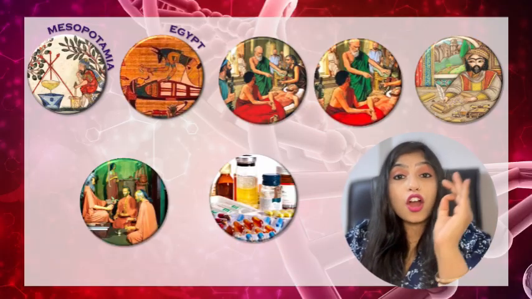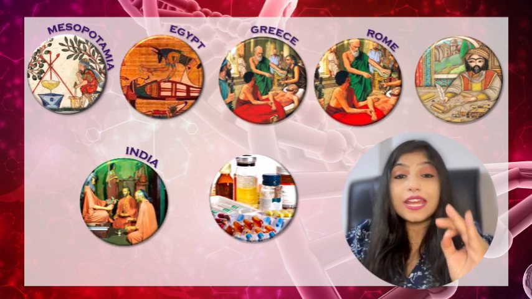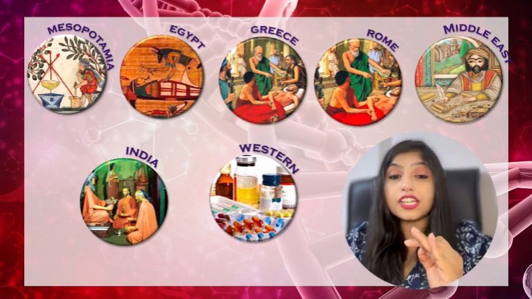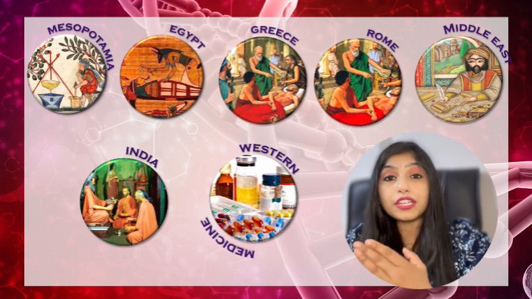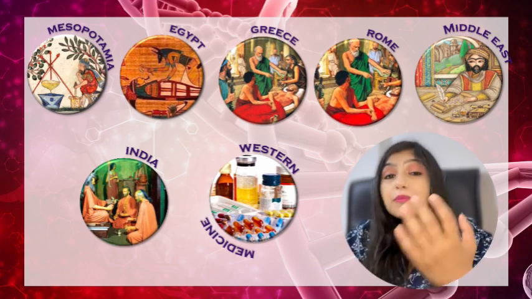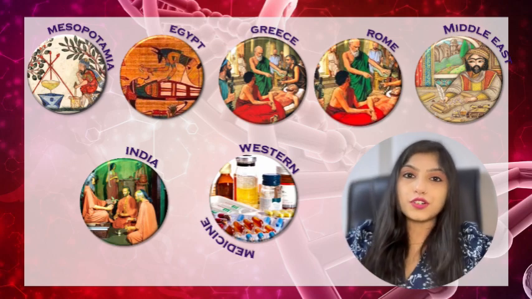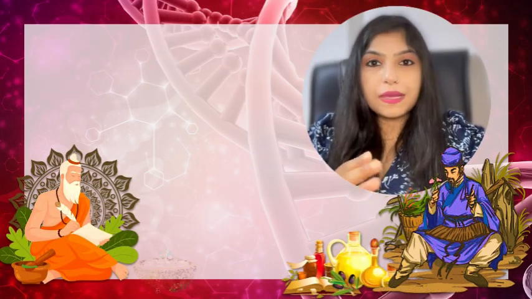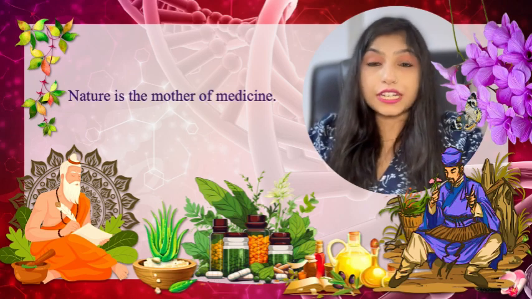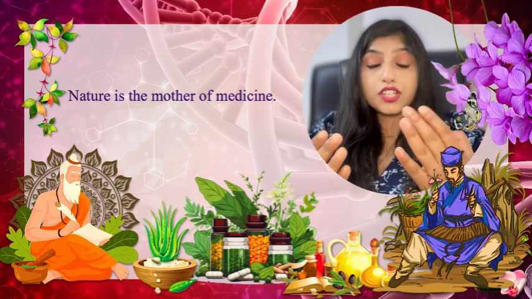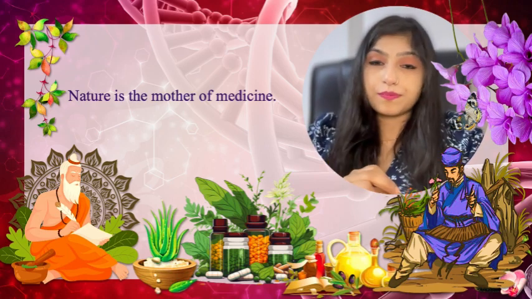The history of medicine is very rich. It has traversed through various cultures such as Mesopotamia, Egypt, Rome, Greece, Middle East, India to the current dominion of Western medicine or allopathic medicine. Medicine has more than 6,000 years of history. Be it the ancient Ayurveda, Chinese, or any other form of traditional medicine, some of which are even practiced today, has one source, that is nature.